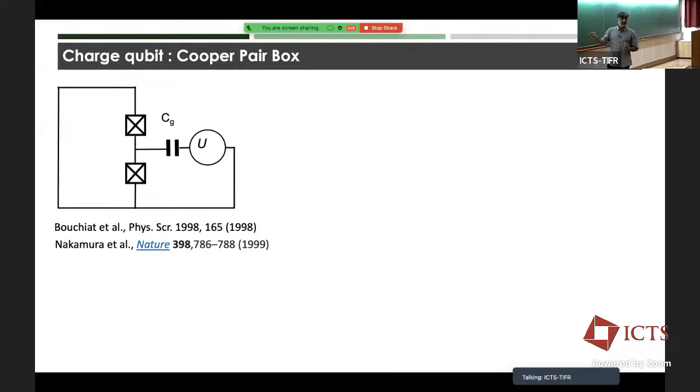In this case, there is no separate capacitor. It's the intrinsic capacitance. That's why this is drawn with a square box around it. So the Josephson capacitance is the only capacitance in the picture, which means the capacitance is small.